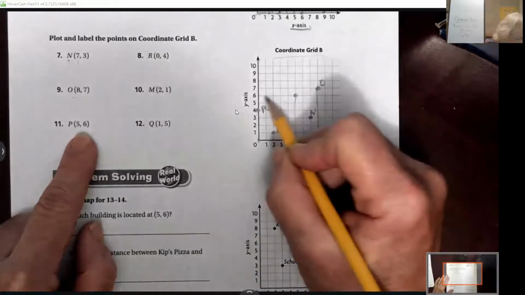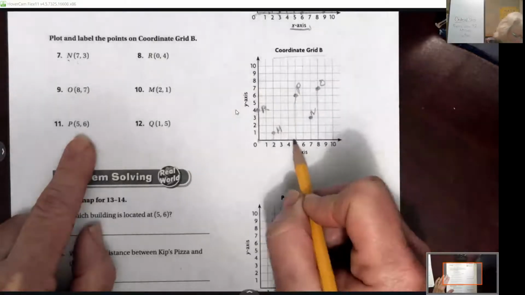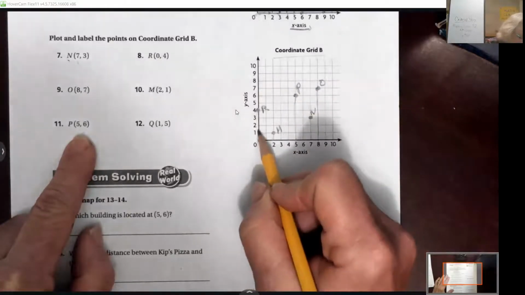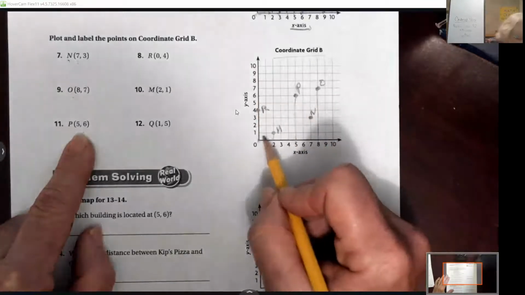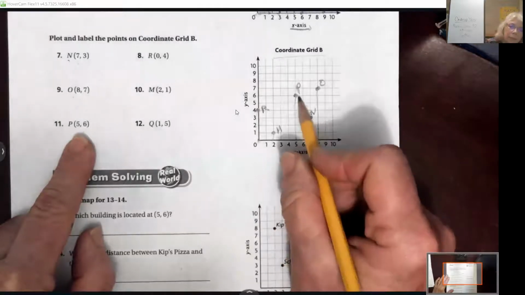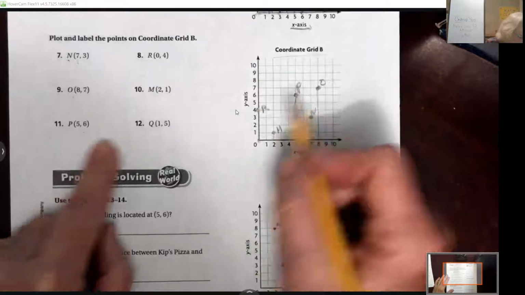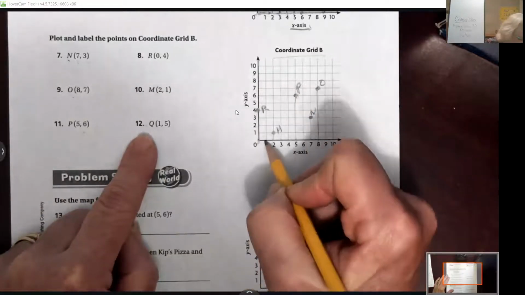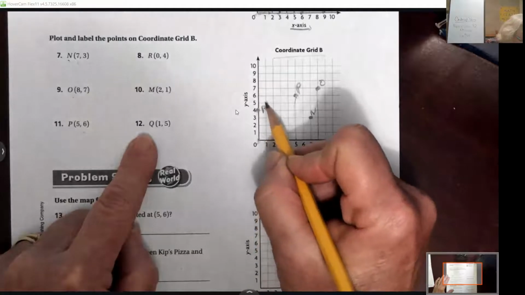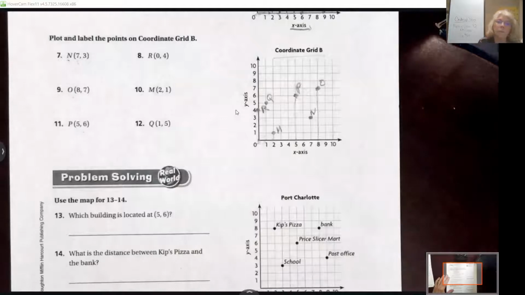11, we're going to go over 5, and then up 6, right in place there. Sometimes I see students make the mistake of going over and then coming back here to count to go up 6, and they put the point here. So you have to remember, once you go over, you don't get to go back. You can look at what that number is, but you don't get to go back there. So our P is here. Lastly, Q, we go over 1, up 5, and that is our Q. Okay, so we just plotted all of those points.